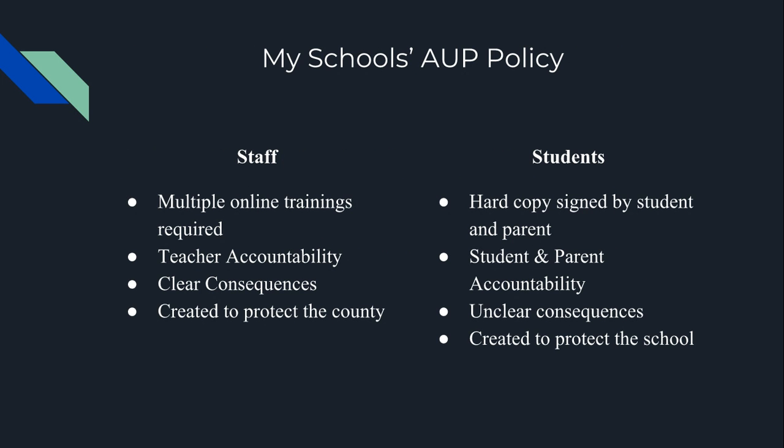So speaking of my school's AUP policy, there's a major difference between staff policy and students policy. Staff are required to do multiple online trainings that cover sexual harassment online, threat and violence online, email security. There are a number of trainings that cover all the things accepted throughout the county. It's focused on teacher accountability. Teachers are required and asked to finish all of these trainings. There are clear consequences if you violate the policy, where it could be loss of technology, termination of your job, or prosecution, depending on how serious the infraction is.